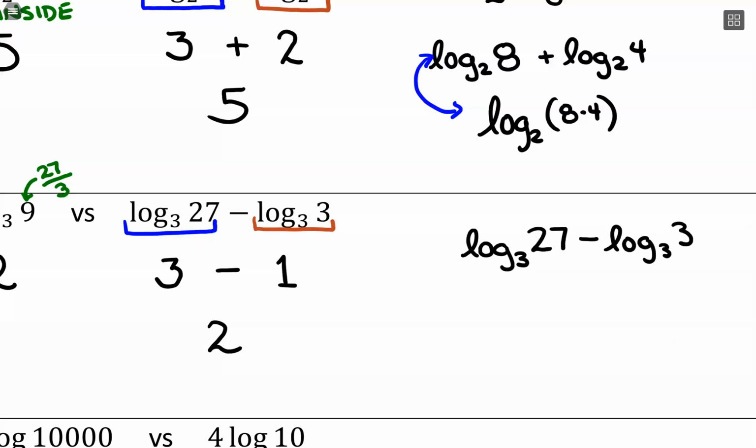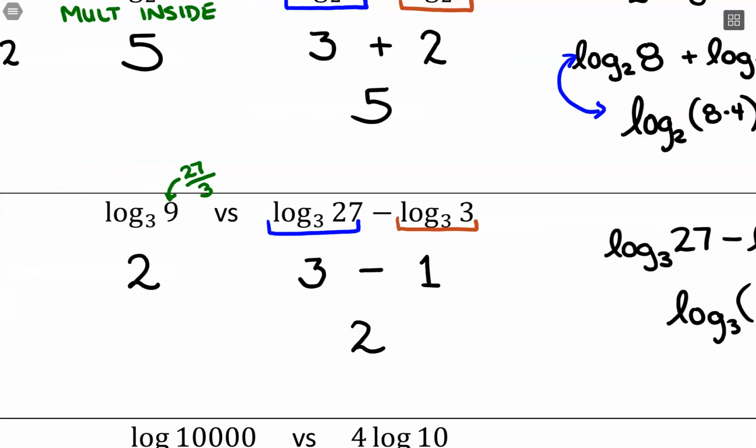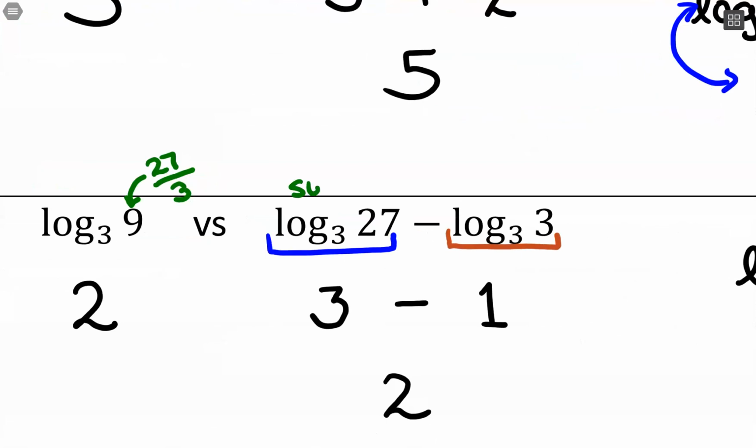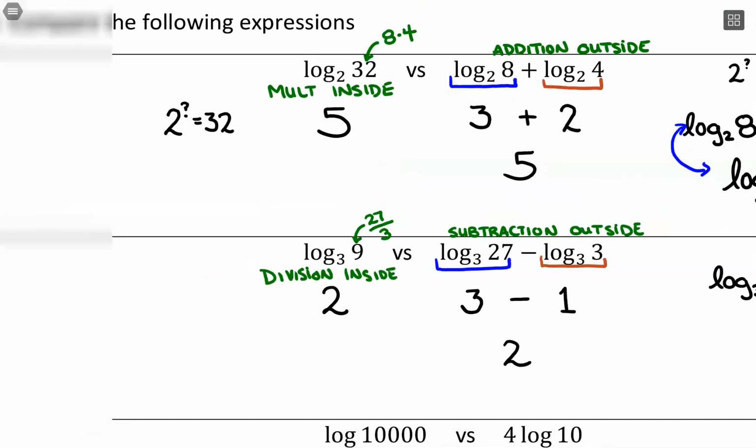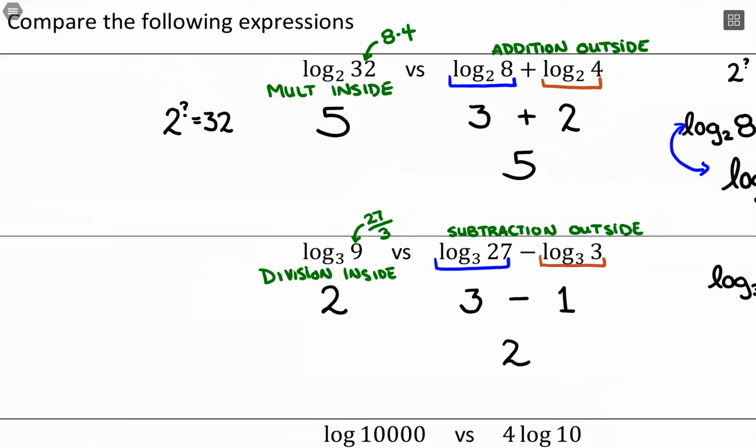This expression with the subtraction is the same thing as log base 3 of 27 over 3. So the relationship is that this is subtraction outside the logarithm, and over here, it's division inside. Again, we'll talk more about that, but that's how we can move between these two.